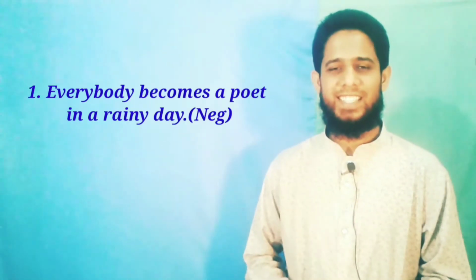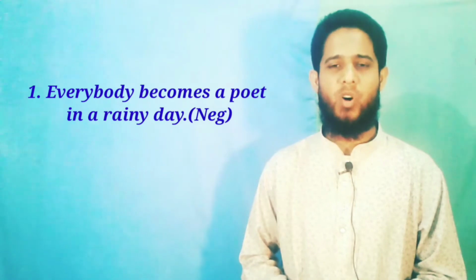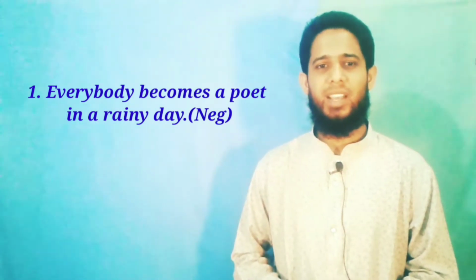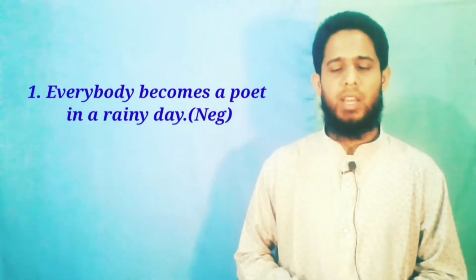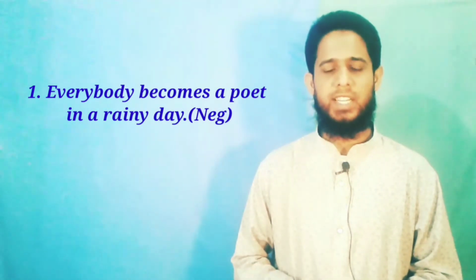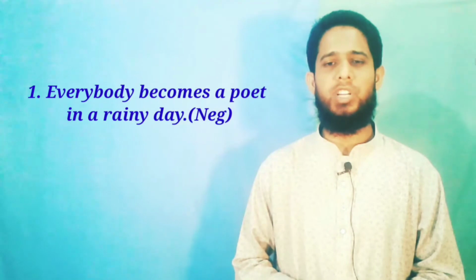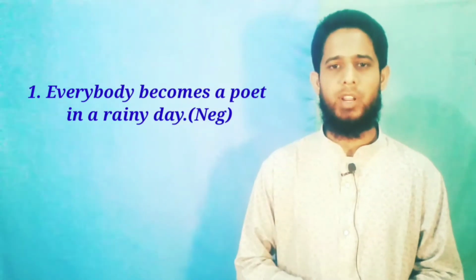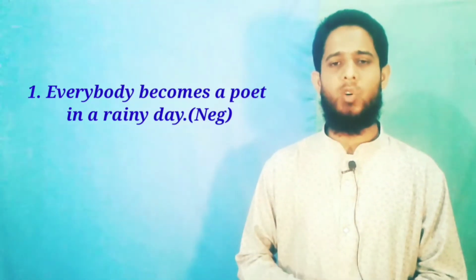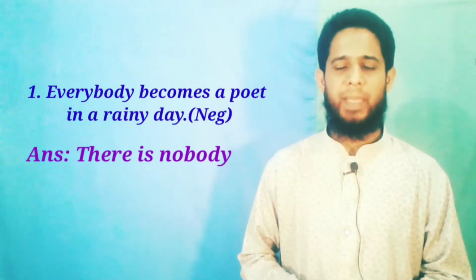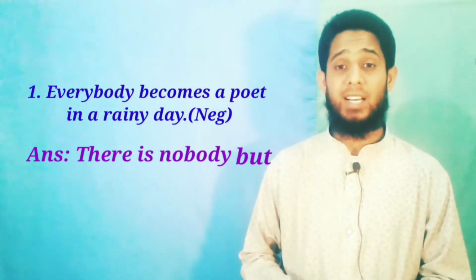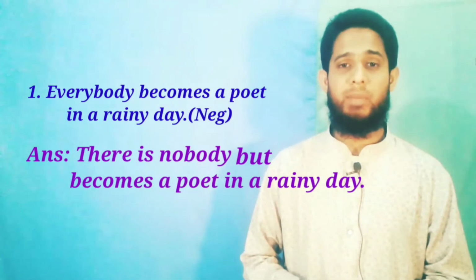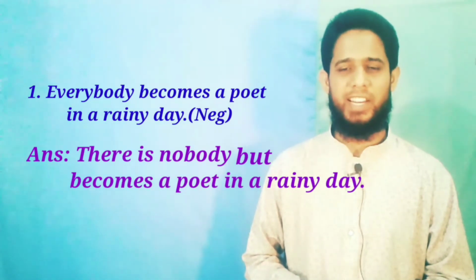The first sentence is everybody becomes a poet in a rainy day. Dear students, it can be done in a specific way. Here you need not use do, does, did as an auxiliary verb. First you need to change the word everybody. So write there is no, replacing the word everybody, then but, and then the rest of the sentence. And the answer is there is nobody but becomes a poet in a rainy day.